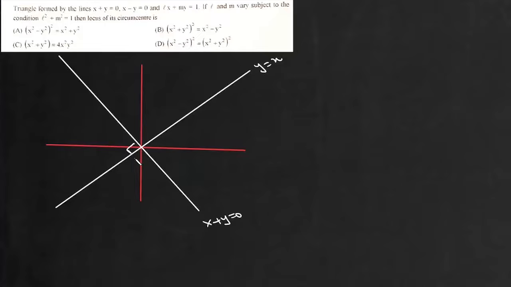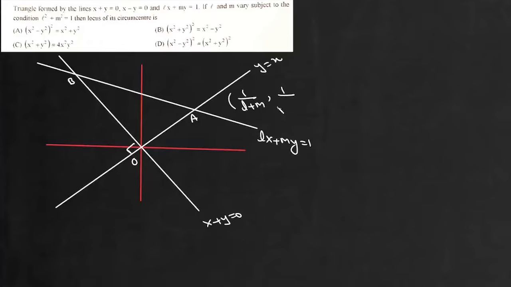Now this is 90, center is at origin, and then we have a variable line which is lx plus my equals 1. Now suppose these points are A and B. Now we can find the coordinates of this point A. If we put x as y, then this point will be 1 upon l plus m and 1 upon l plus m. And here if we put y as minus x, then we'll get this as 1 upon l minus m and minus 1 upon l minus m.